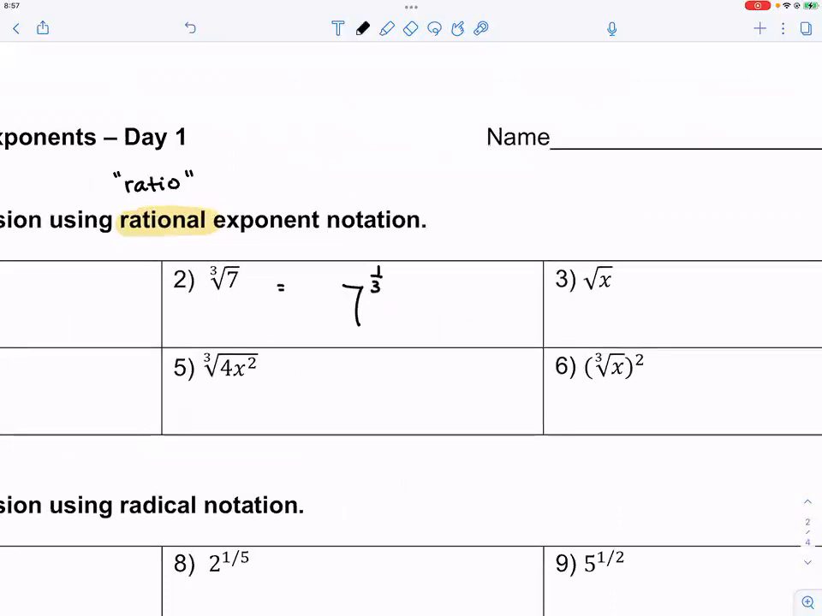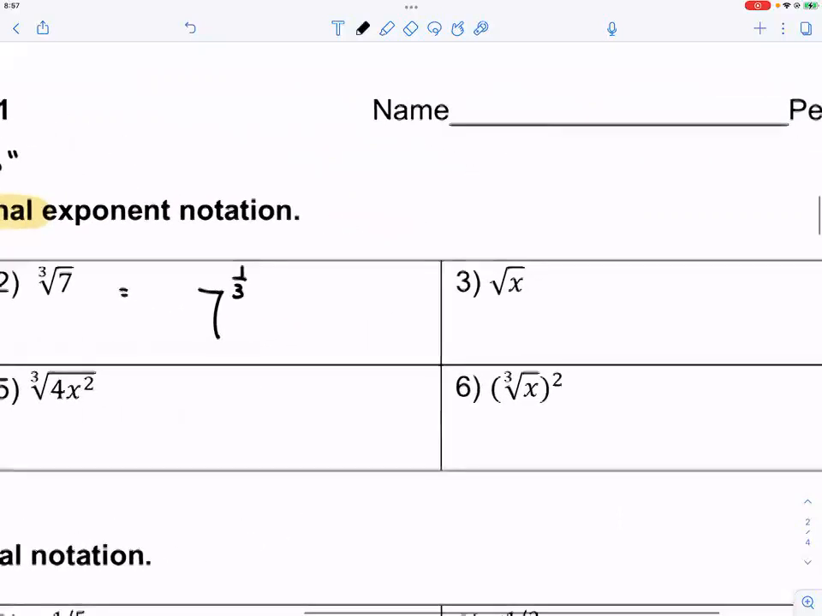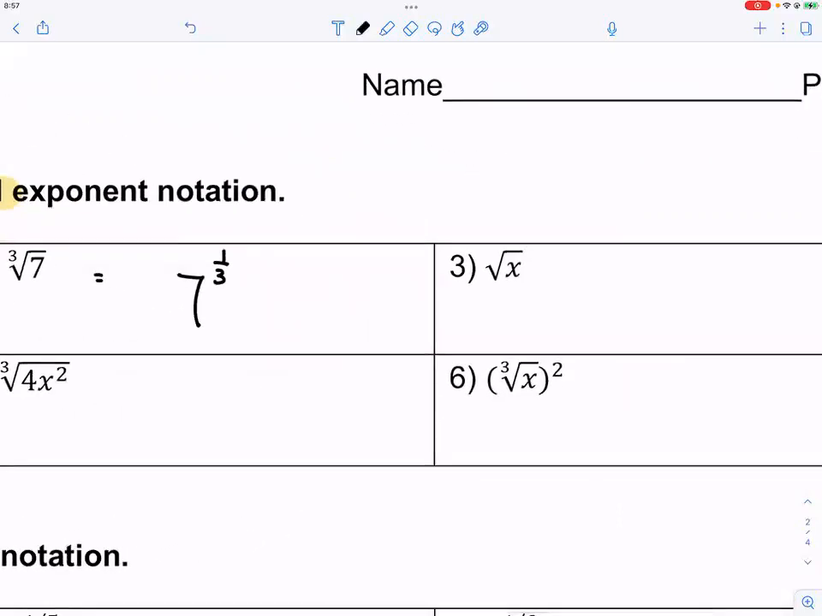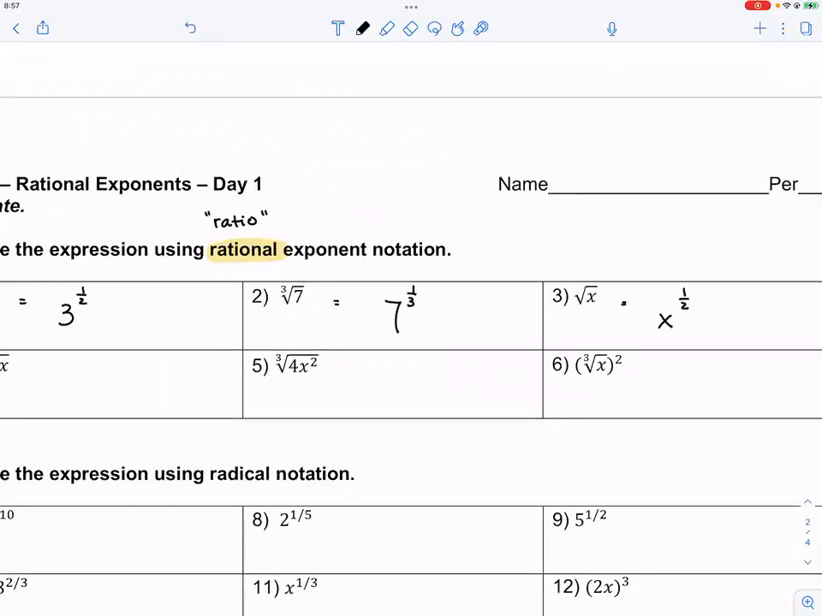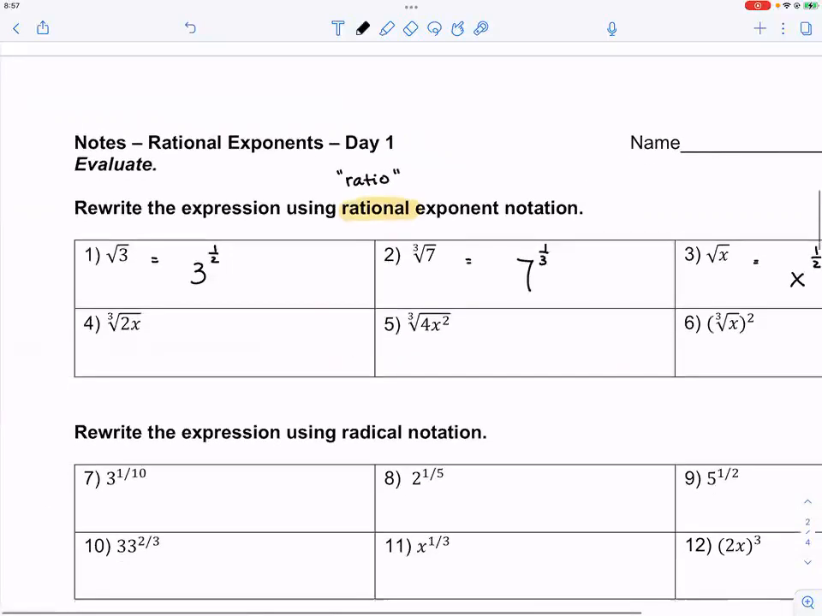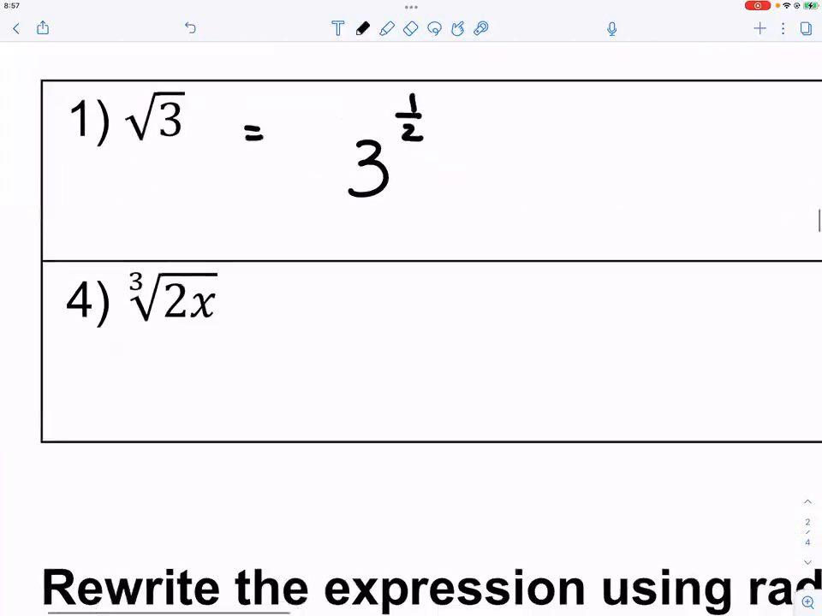Then you can do number 3 by yourself. Square root of x is x to the 1/2 power. Okay. Next up, cube root of 2x. So we'll put parentheses for the entire 2x, and this entire 2x is being raised to the 1/3 power.